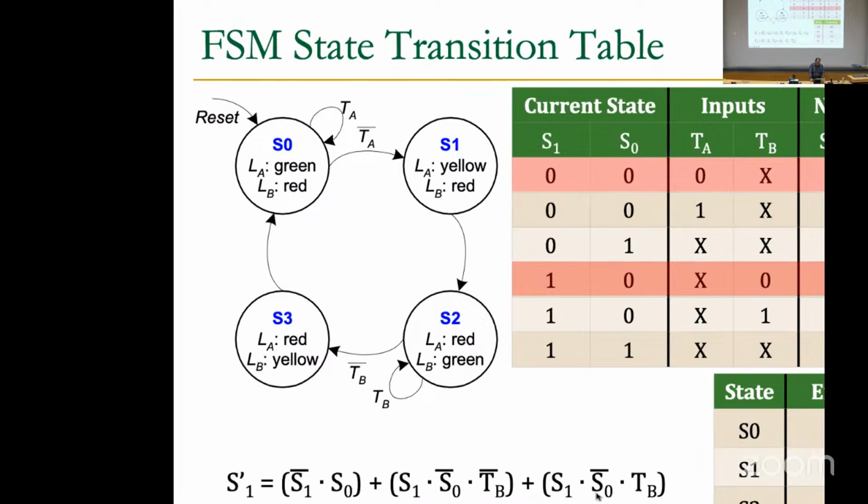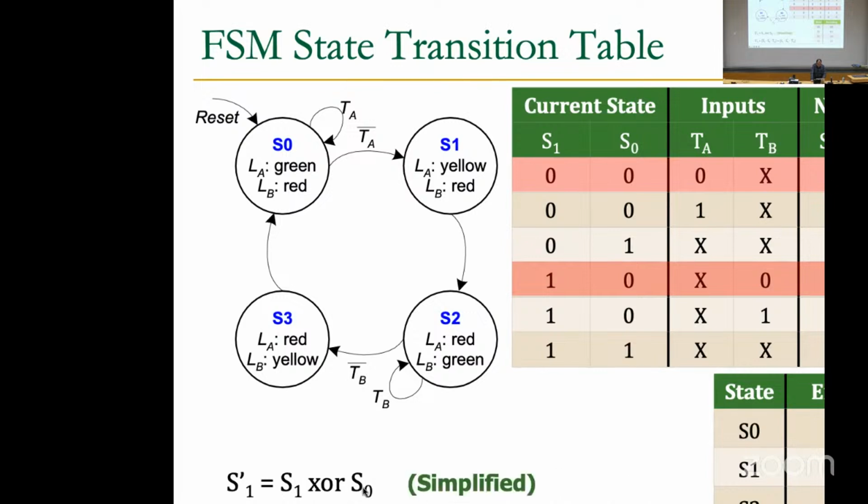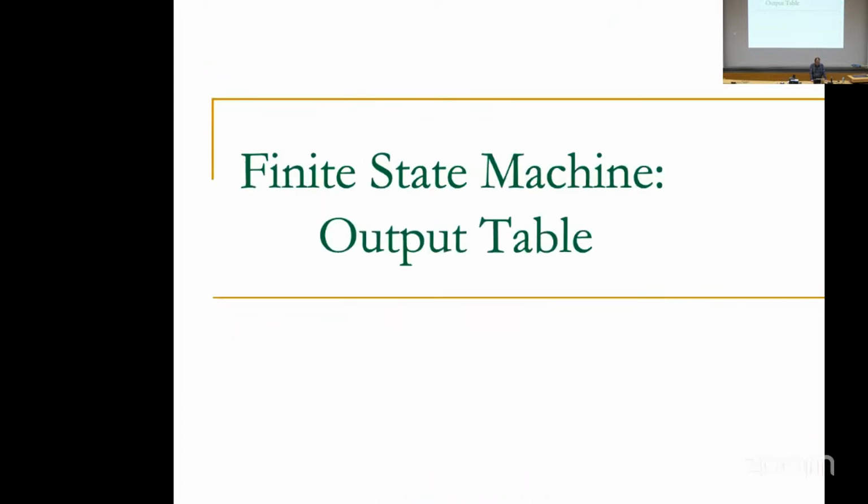For S prime 1, if you check, you can see that we can simplify these two to S1 and S0 prime. And then it's going to be S1 prime and S0, or S1 and S0 prime, which in the end is going to be XOR. So you can simplify S prime 1 to S1 XOR S0. But S prime 0 is already simplified. Question? Okay, all good.